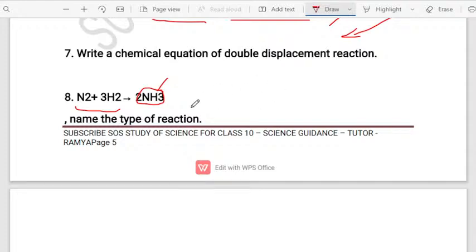Yes. So if in the same place ammonia is present and these two are towards the product side, then it will be a decomposition, because a single reactant will be there. Here two reactants are combining to form one single product. That is an example for combination.